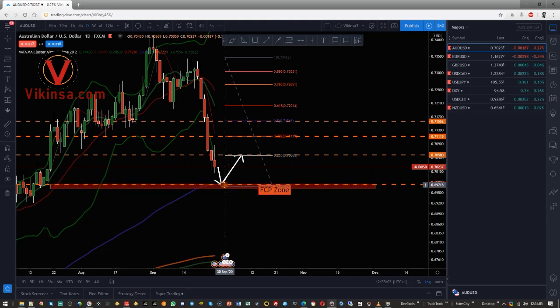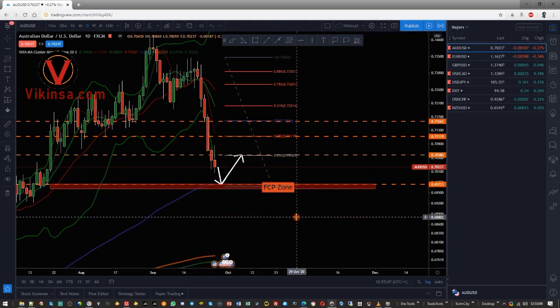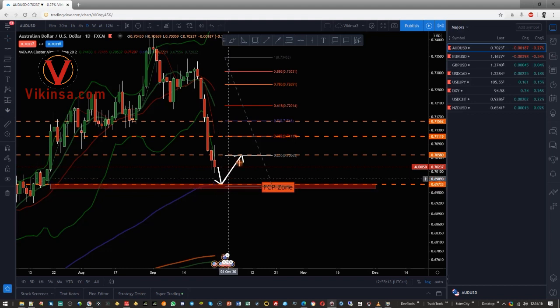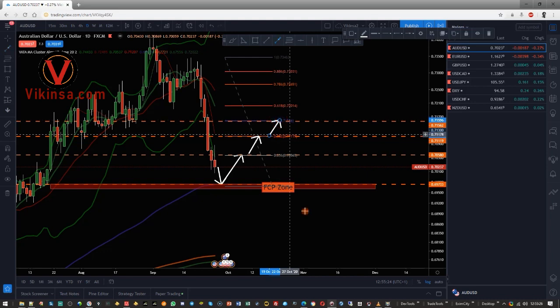If we get a long position here, if we get a confirmation based on our entry methods, we use 5 entry methods in our FCP strategy. If we get at least 1 or 2, then we can go for a long position, go back into this, and we can keep on moving between these levels. These levels can act as support and resistance both.